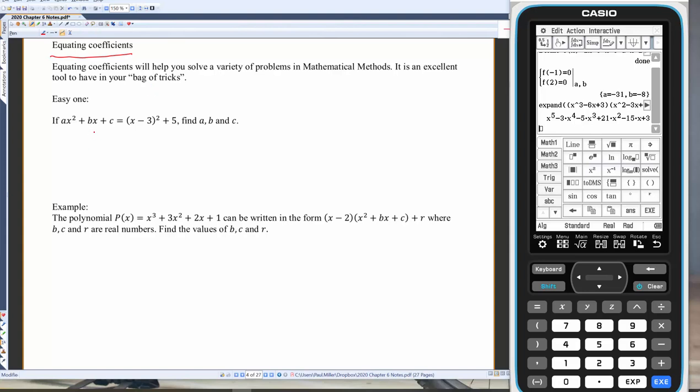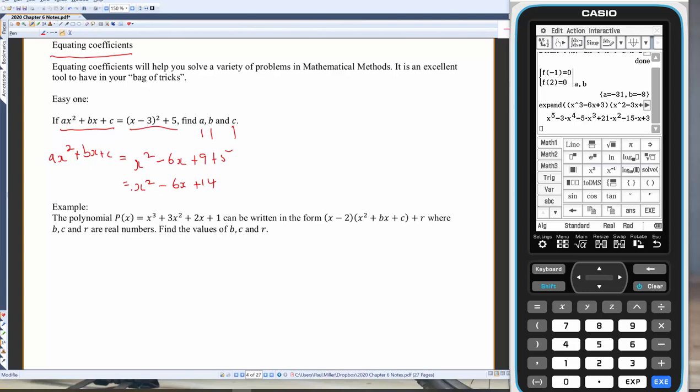So here's a fairly easy one. If ax squared plus bx plus c is the same as this, they want us to find what a, b, and c are. All right, so I'm going to leave the left-hand side as ax squared plus bx plus c, because there's not a lot I can do with that. And I'm going to start to manipulate this. I'm going to expand the perfect square, which is x squared take 6x plus 9 plus 5, which is the same as x squared take 6x plus 14.